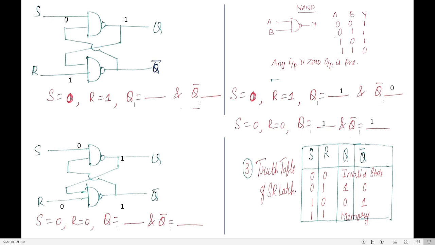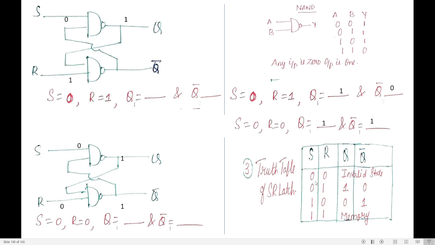Is it clear? When S is 0, what happens? When any input is 0, output is 1. Bring that 1 slowly here. 1 and 1. 1 and 1 is nothing but 0. So bring it slowly here. 0, 0. 0, 0 is nothing but 1. So I have filled the truth table. When it is 0 and 1, it is 1 and 0.